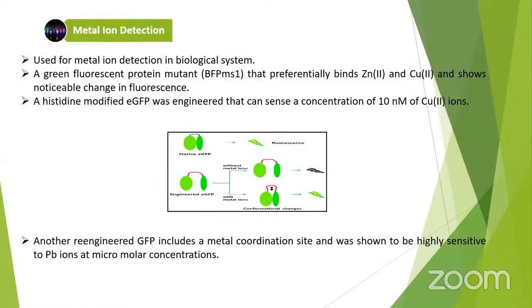Metal ion detection. GFP is also used for metal ion detection in biological systems. A mutant of GFP has been engineered that preferentially binds zinc 2+ and copper 2+ and shows a noticeable change in fluorescence. Also, a histidine-modified GFP has been engineered that can detect copper 2+ ions at 10 nanomolar concentration. Another engineered GFP has sensitivity to lead ions at micromolar concentration.